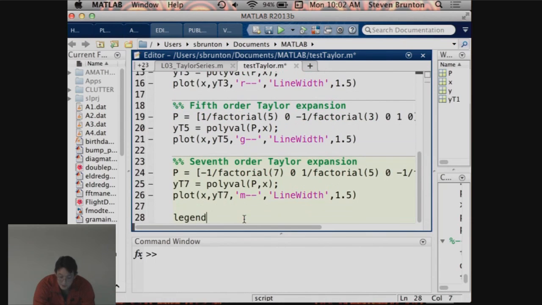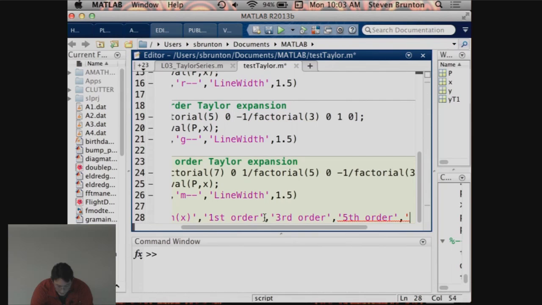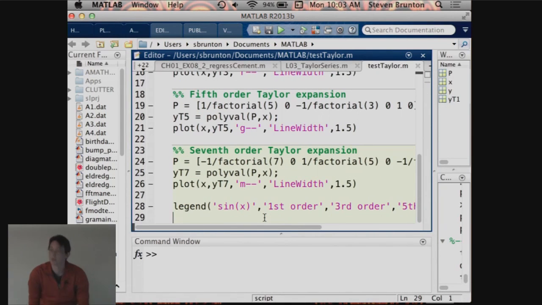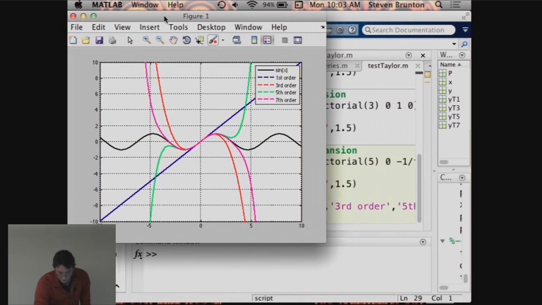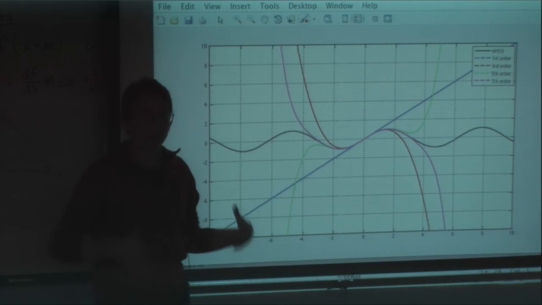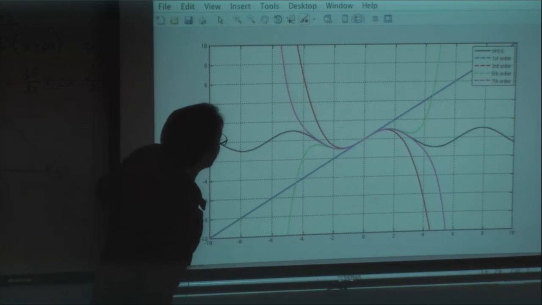And I should probably put a legend up, right? Because I've added a lot of plots now. Okay, so my first function is sine of x, followed by first order, third order, fifth order, and seventh order. Good. That's how you do a legend. Okay. So that's my Taylor series approximation for increasing orders for sine of x.